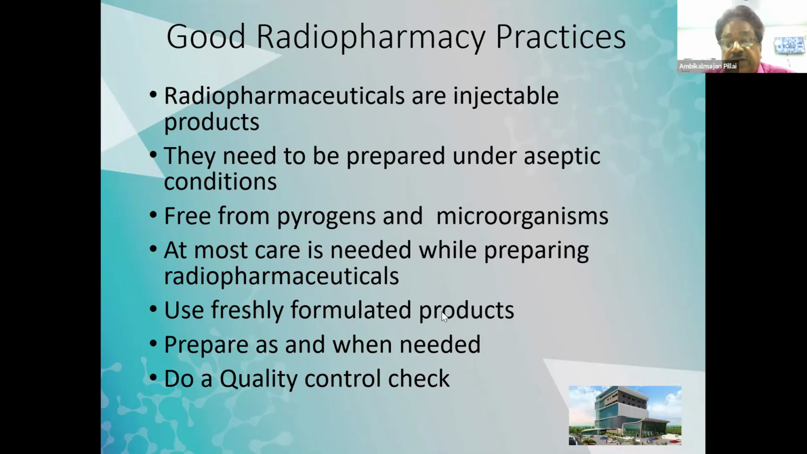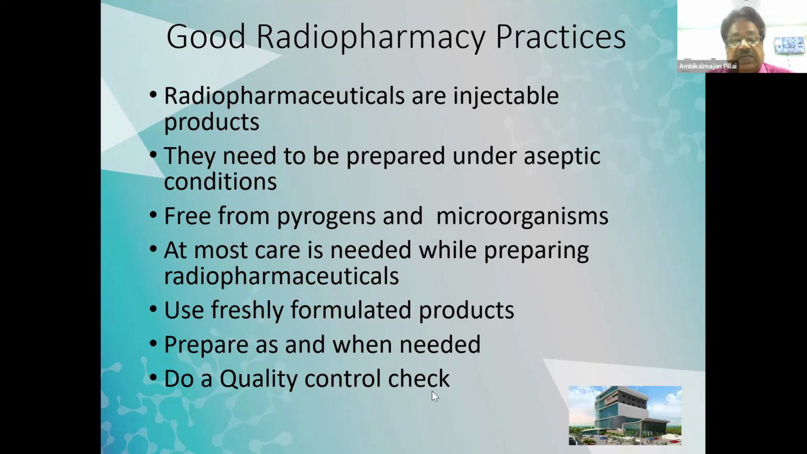Use freshly formulated products. The saline you are using should be good, and prepare as and when needed. That means don't prepare the radiopharmaceutical just like that. Okay, today I have 15 studies to be done, I will prepare all the radiopharmaceuticals in the morning. No, the best thing is that you elute the pertechnetate and prepare the radiopharmaceutical only when it is needed. And this is always good.